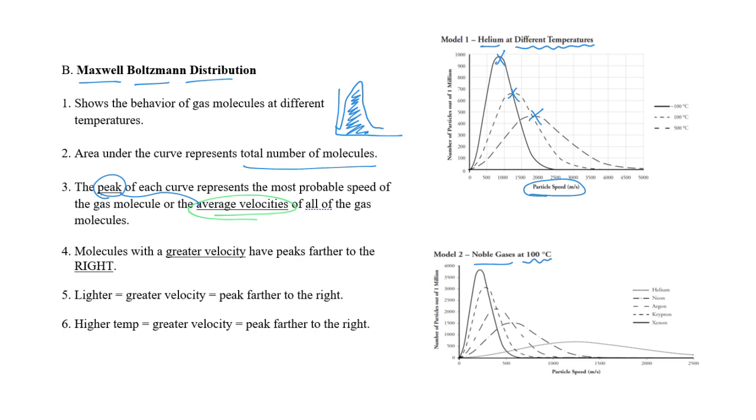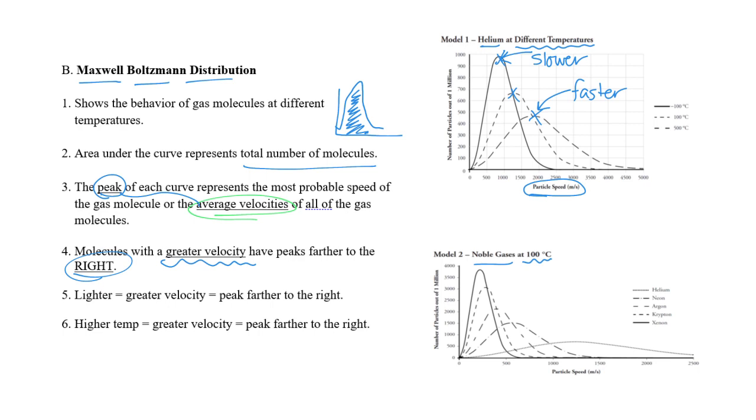So what that means is that if this is helium all at different temperatures, the farther to the right the peak is, the faster those molecules are moving. So that's really what you want to focus on, the peak of the graph. It's not how tall they are. The tallness of the peak represents how many molecules have that speed. But you want to tell how far left or to the right those peaks are. The farther to the left, the slower it is. And the farther to the right, the faster it is. So molecules with a greater velocity have peaks farther to the right.